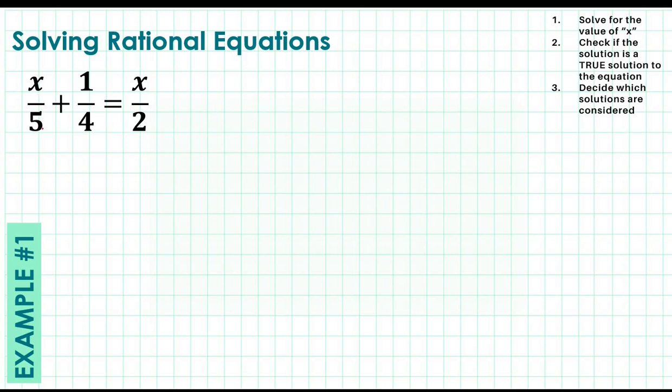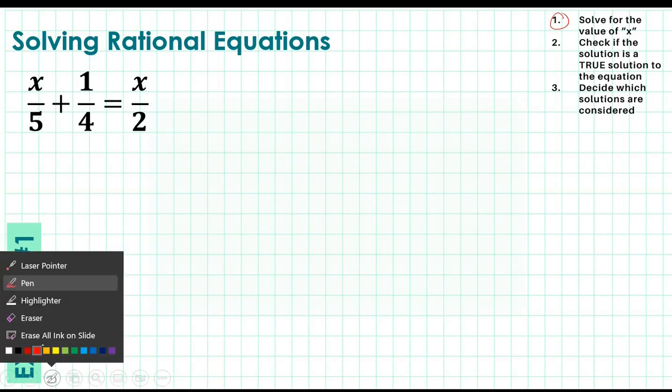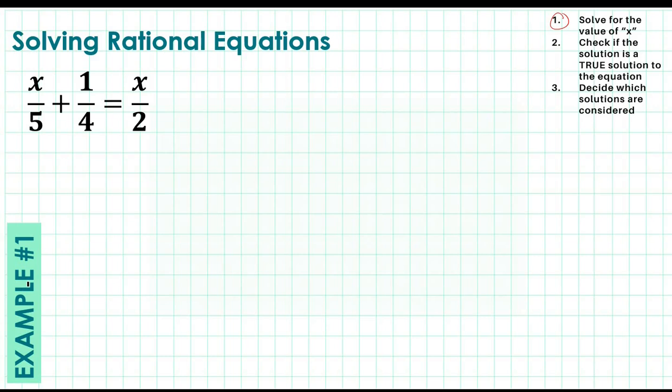We have x over 5 plus 1 over 4 equals x over 2. The first step in solving rational equations is to solve for the value of x. We will be using our algebraic computational skills to be able to isolate x and therefore solve for its value. Notice that on the left-hand side of the equation, we have 2 fractions that we need to combine first before we can solve for the value of x.